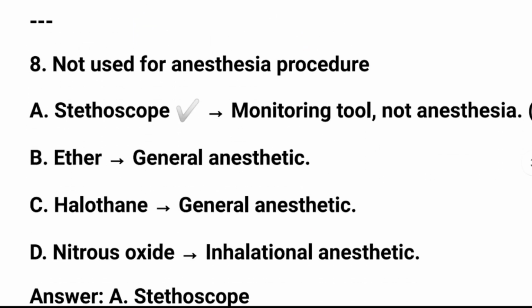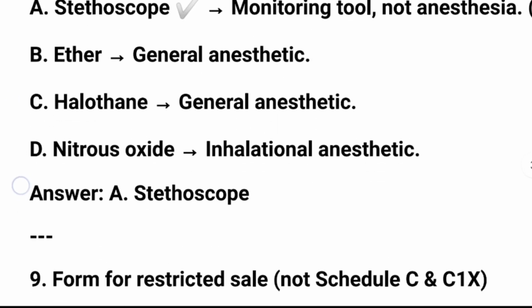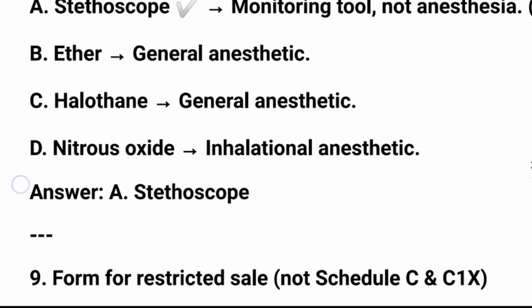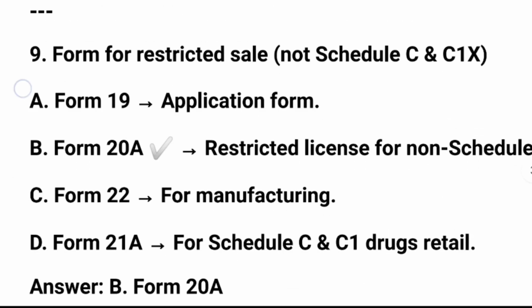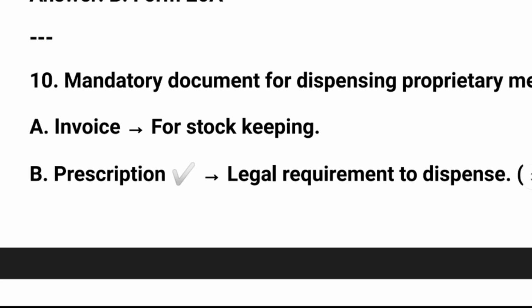Not used for anesthetic procedure is the stethoscope. Ether is a general anesthetic. Halothane is a general anesthetic. Nitrous oxide is an inhalation anesthetic. Form for restricted license is Form 20A. The mandatory document for dispensing a proprietary medicine is the prescription.